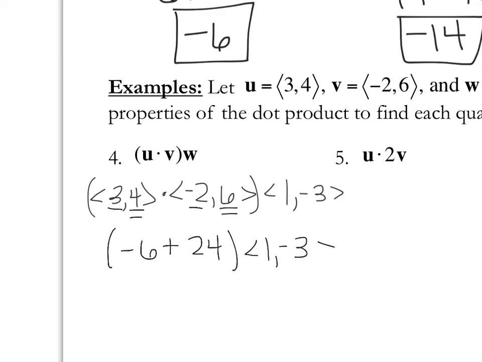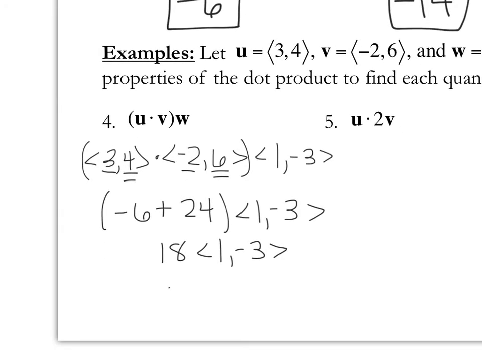It's 1, negative 3. On the outside still, we're going to continue to simplify inside here. So this is really 18 times 1, negative 3. So now the dot product gave us a scalar, and we're going to do the scalar times the vector. So remember, that just means to multiply each part by 18. So our answer is going to be 18, negative 54.